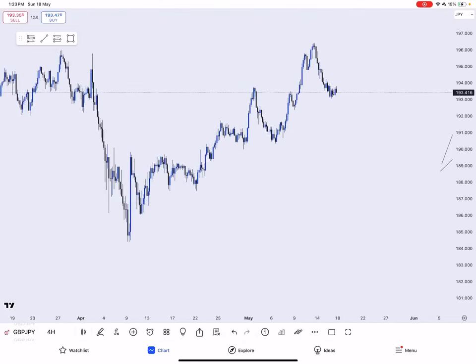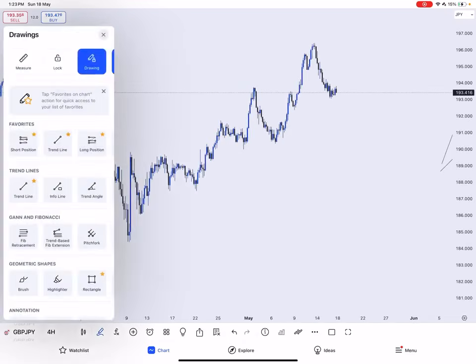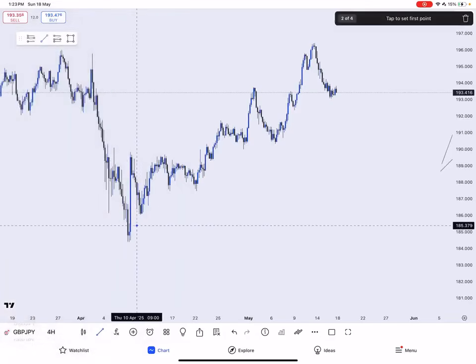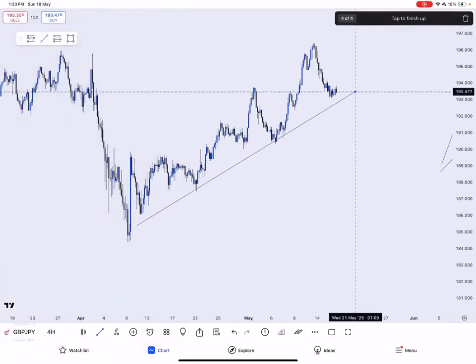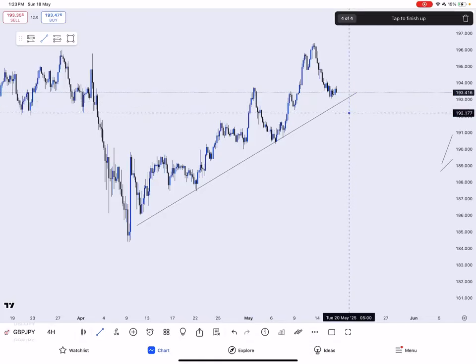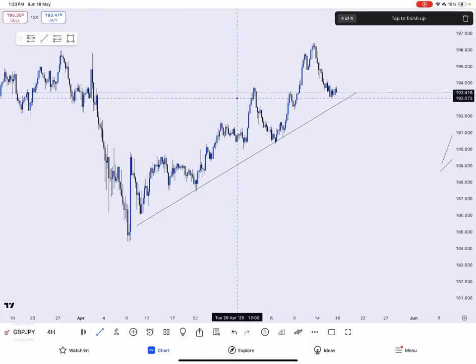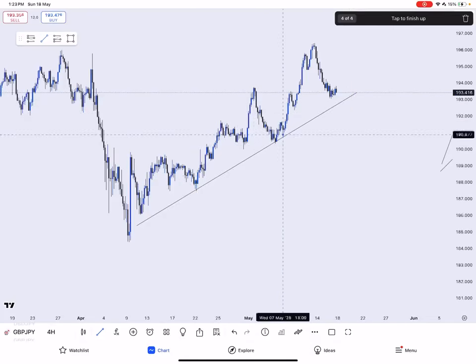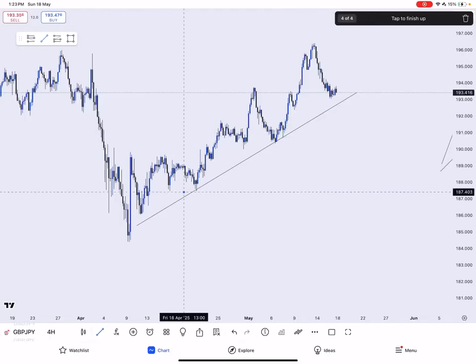So already coming to GJ, we can see that GJ is on an uptrend, because you can see higher highs, higher lows, higher highs, higher lows, higher highs, higher lows. GJ is on an uptrend on the 4 hour time frame.